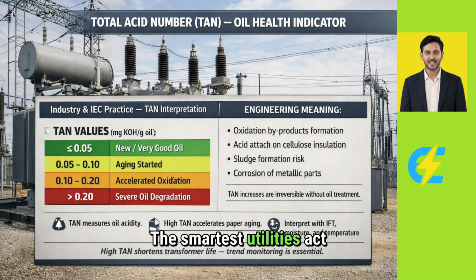The smartest utilities act before TAN reaches critical levels. They understand that TAN is about timing. Wait too long and your options disappear. Oil that could have been reclaimed becomes waste. Transformers that could have run for decades need premature replacement. Remember this, TAN is the first domino in oil failure.